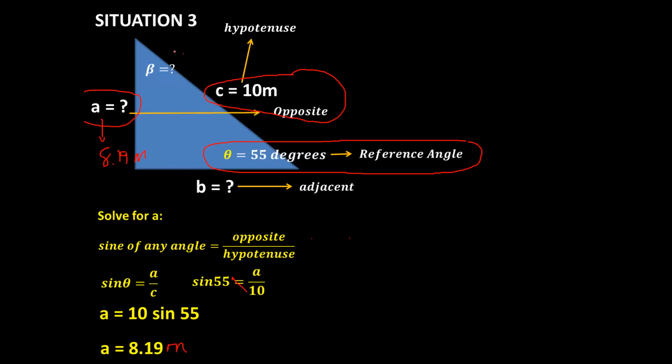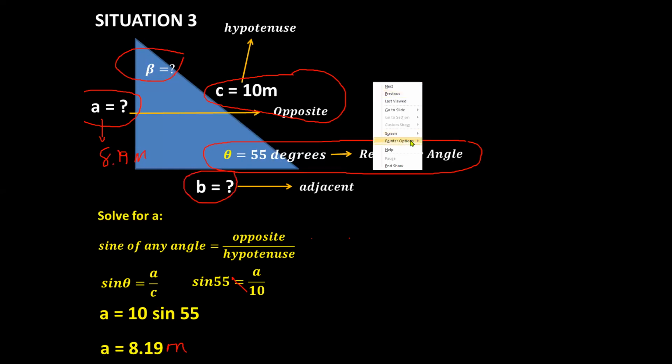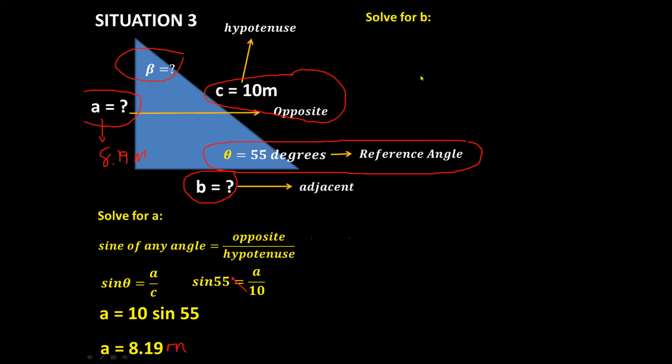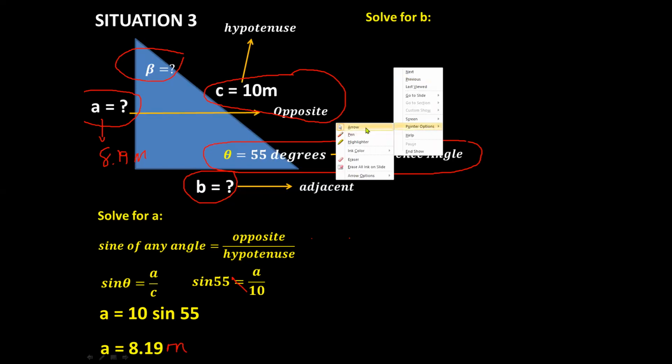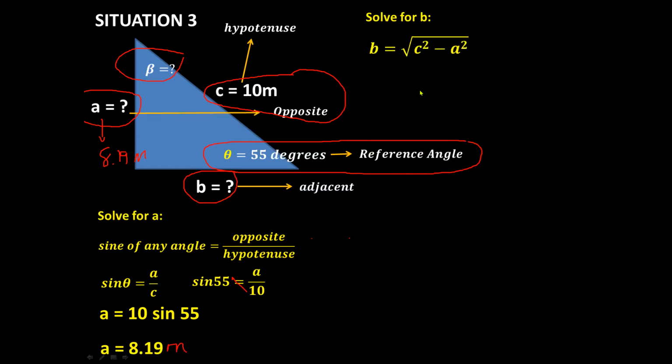So, dalawa na lang hinahanap natin. The angle beta and side B. How do we solve for the remaining two? Unahan natin ang side B. So, let us solve for side B. Dahil given naman ang dalawang side, para hindi na lang tayo mahirapan, the reason kung bakit ko ipinakita kanina ang Pythagorean theorem, ang pwede natin gamitin dito na formula para mahanap ang side B is this one. Actually, na-introduce ko yan kanina sa Pythagorean theorem discussion natin. B is equal to the square root of C square minus A square.